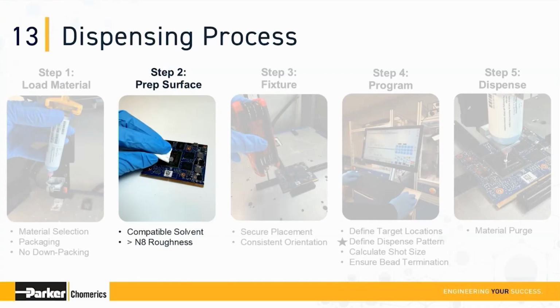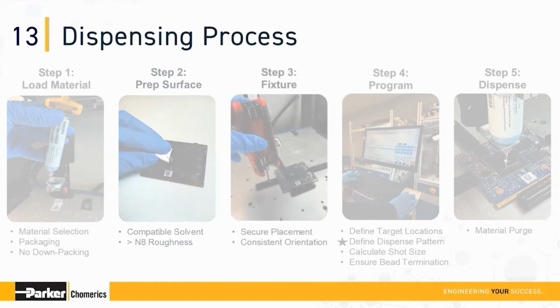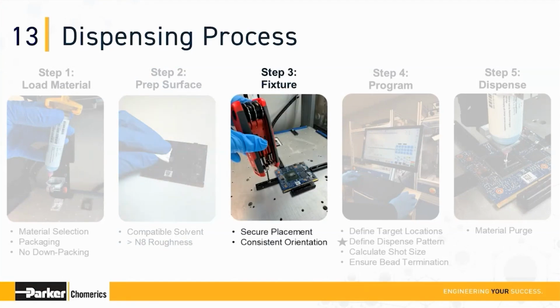For optimal adhesion, a surface finish of N8 or rougher is ideal for thermal gels. A surface that is too smooth can hinder the material's ability to wet out properly, which may cause the thermal gels to shift when handling the part. After preparing the surface, the part must be secured in place. It's important to ensure that the part is stable and that its orientation remains consistent across all parts.